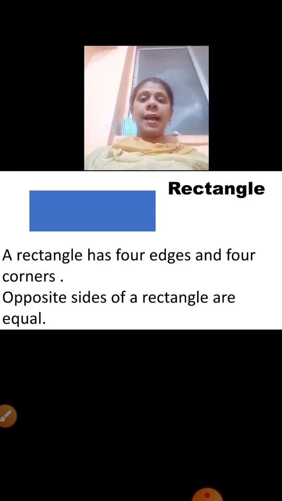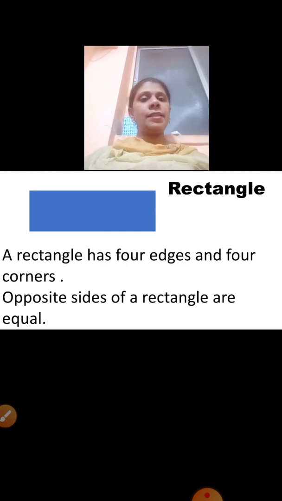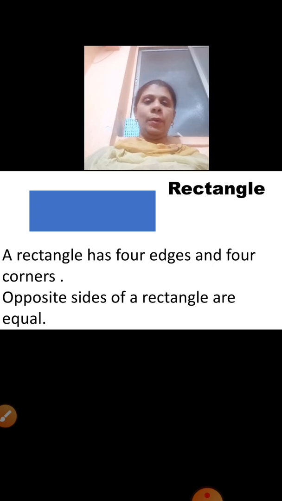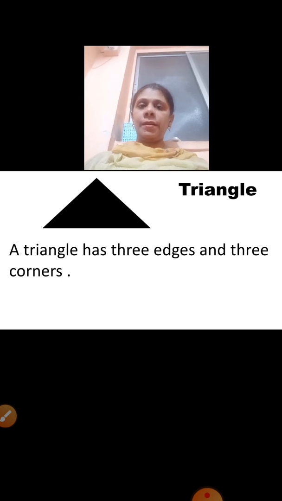A rectangle has how many edges? 4, correct. And how many corners? 4. A rectangle has 4 edges and 4 corners. Opposite sides of a rectangle are equal. Correct. Now let us see the next shape. Triangle. Which shape is this? Triangle. A triangle has 3 edges and 3 corners.